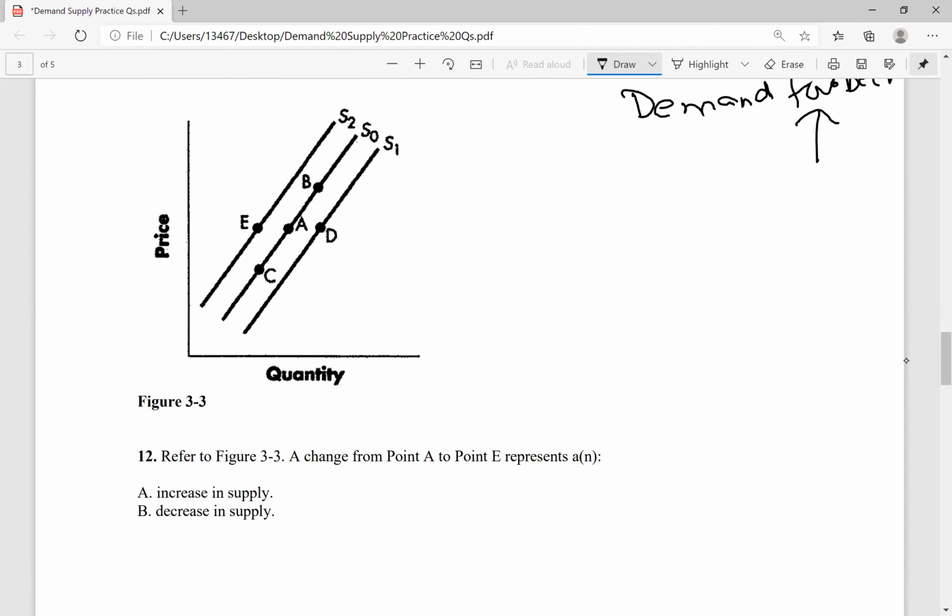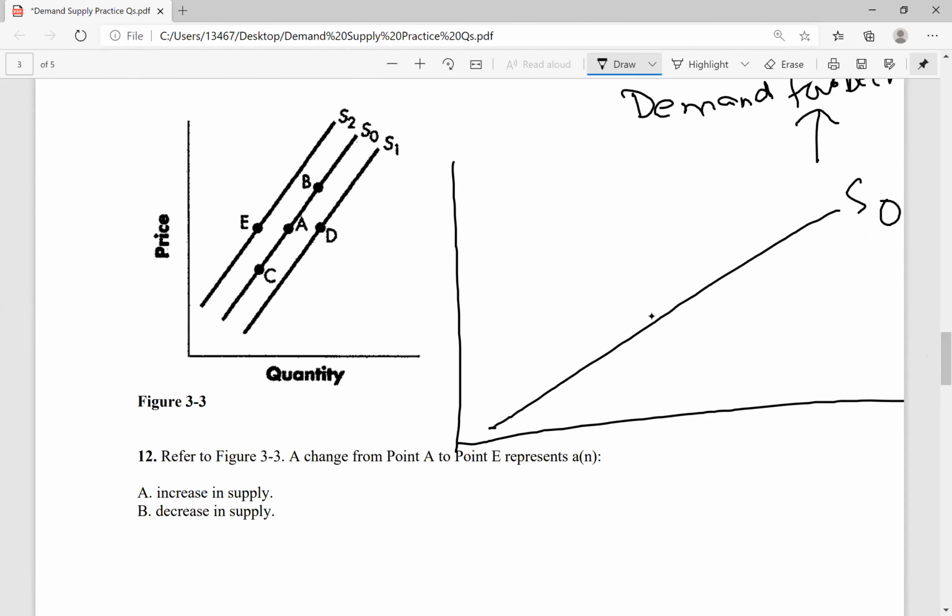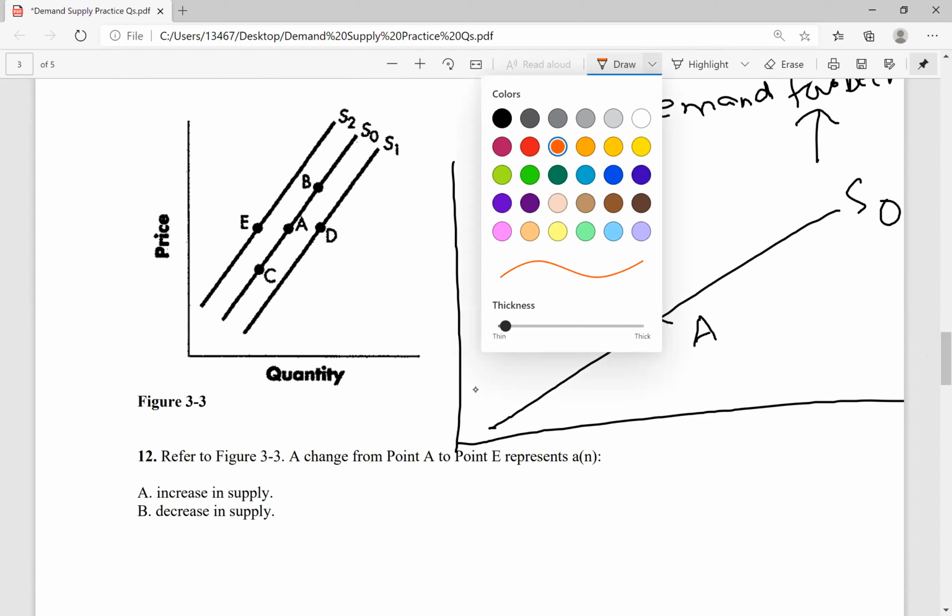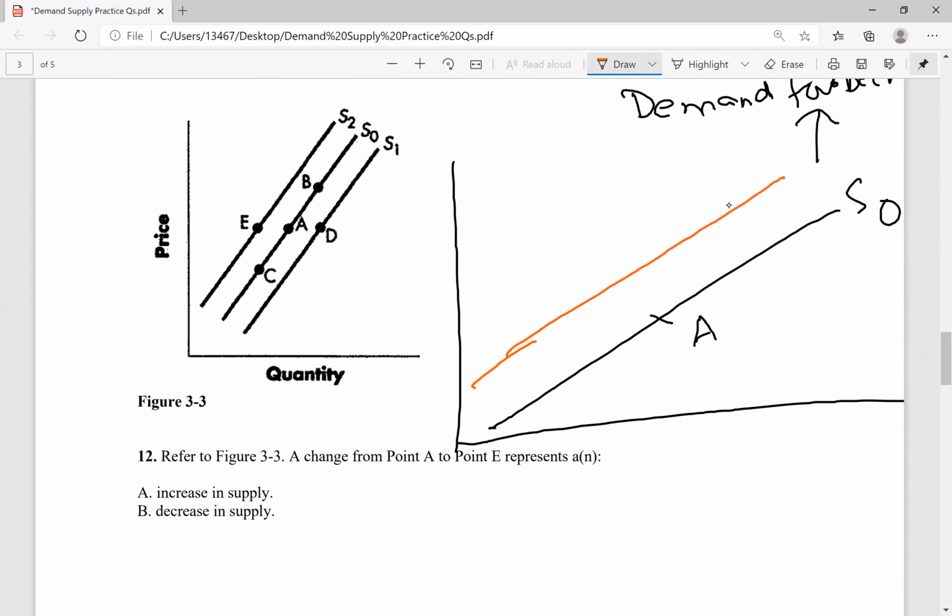Next, we are looking at a shift of the supply curve. So initially, we are at this point A on supply curve S0. Now, we are going to shift from point A to point E on supply curve S2. So there is a decrease in supply. I'm not going to use the phrase a decrease in quantities supplied.